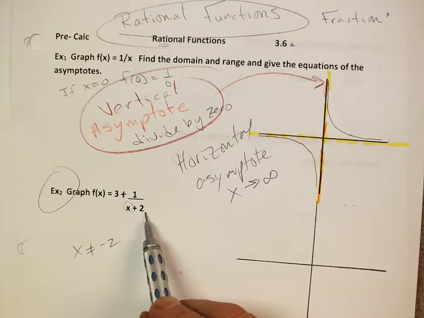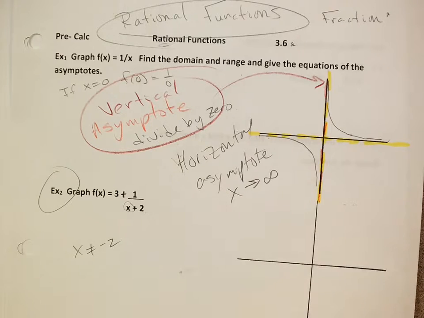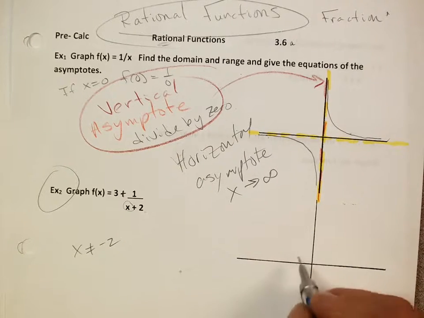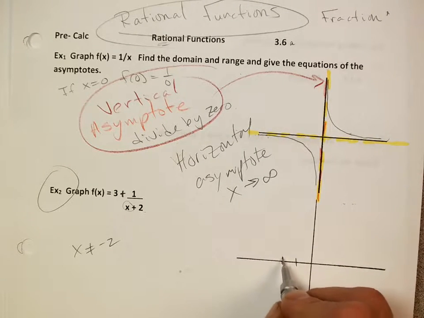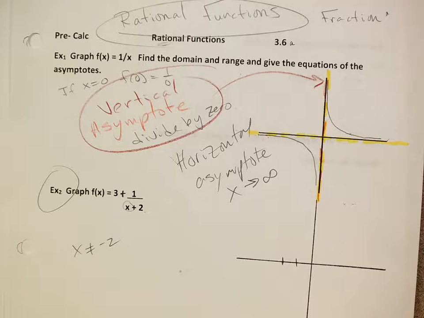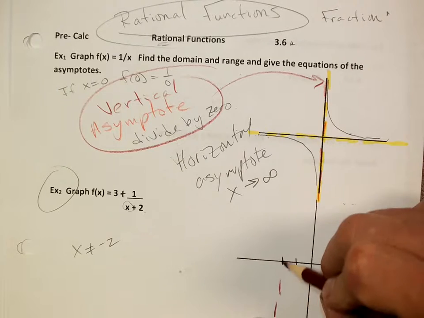It's going to give you an asymptote, right? So we know right off the bat that at -2 we're going to have a vertical asymptote. So where you divide by 0, you will have a vertical asymptote. So I put my vertical asymptote in right here, okay?